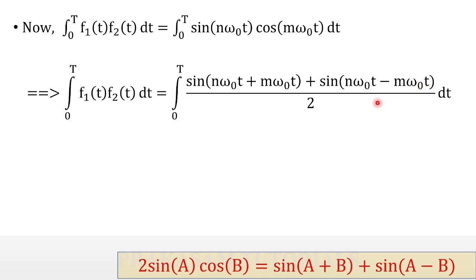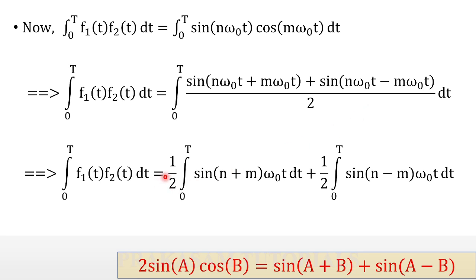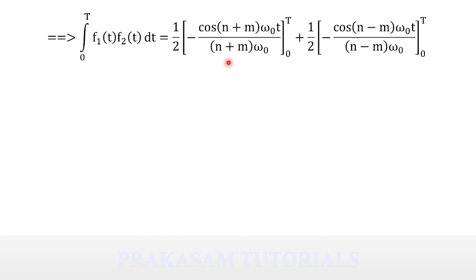The RHS term can be rearranged as 1 by 2 integral 0 to T sine of n plus m omega naught t dt plus 1 by 2 integral 0 to T sine of n minus m omega naught t dt. The integral of sine is minus cos. So the integral of the first term is minus cos of n plus m omega naught t by n plus m omega naught. We know that the integral of sin ax dx is minus cos ax by a.